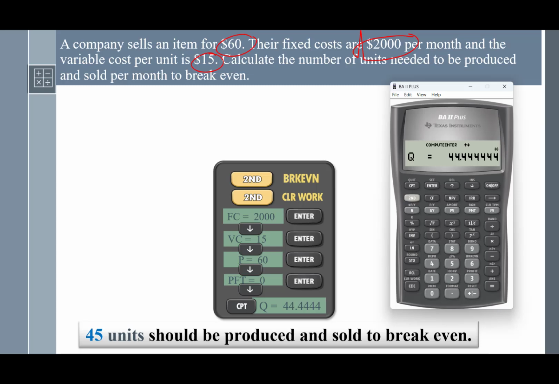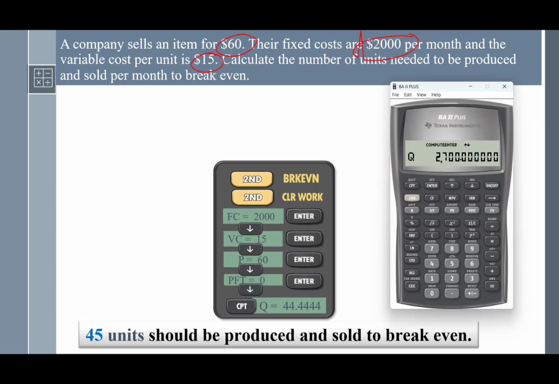44 items, or 45 if we round. That's the quantity. If I'm looking at dollar value, how much revenue they should have to break even, all I have to do is multiply the 45 by the selling price, and that's the break even in dollar value.